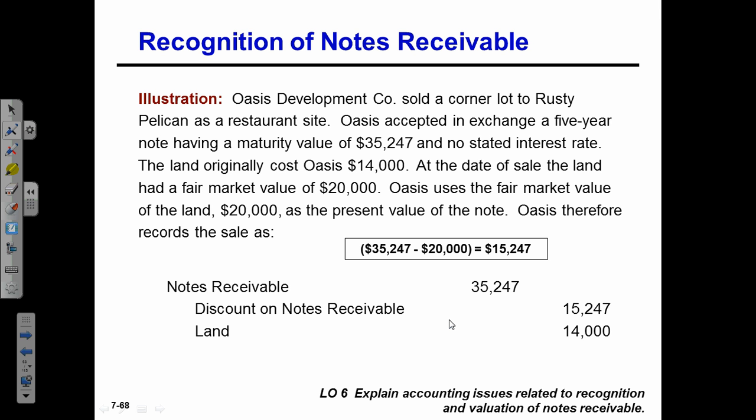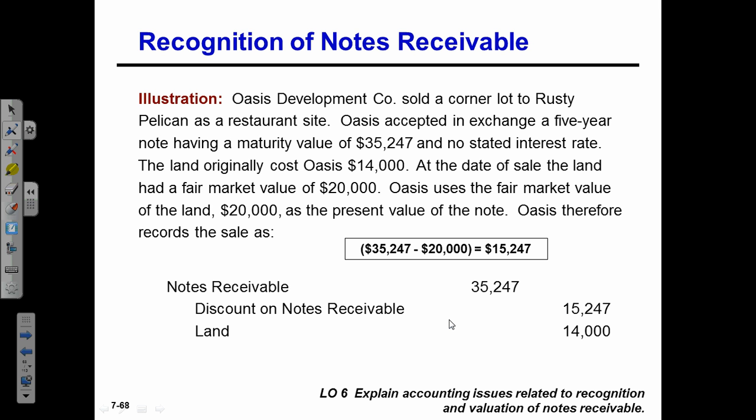So what do we think? The land had a historical cost of 14, right? If it has a fair value of 20, we could maybe sell it for 20. I don't know if they quite did this right. Does somebody not like this? The land originally cost 14. We think it has a fair value of 20. We use that as the present value of the note. Yeah, that's okay. The note is 20 that we got, right? And the land is 14 that we gave up.